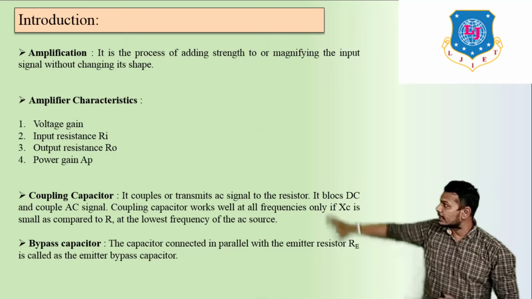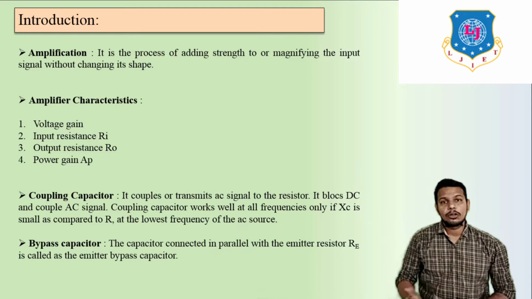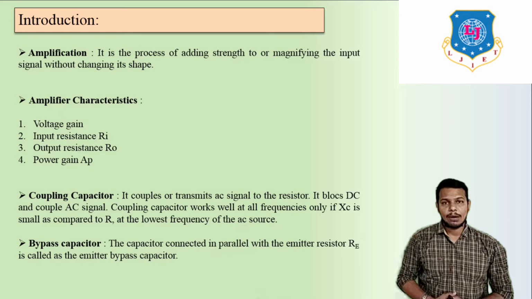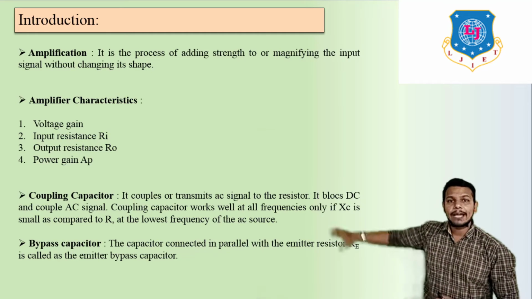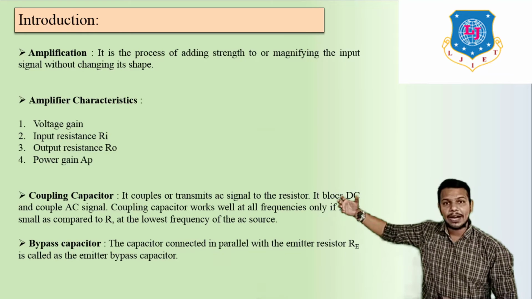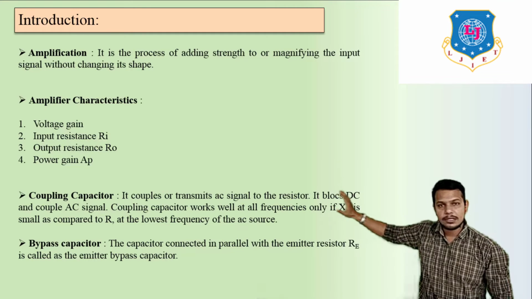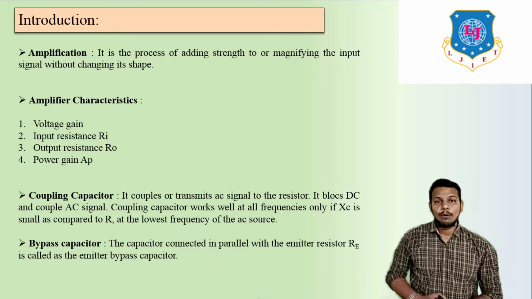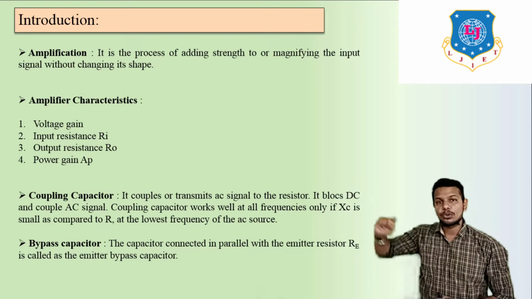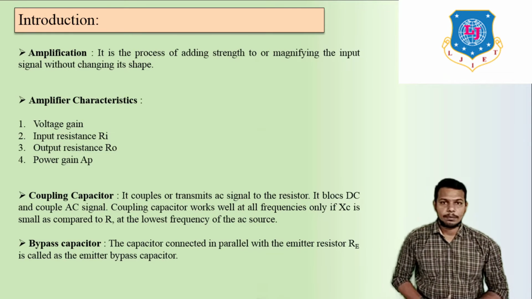Now remember, these parameters are most important for the theories, because we are going to discuss various types of models in this chapter. For that we have to find a few equations of voltage gain, input resistance, output resistance and power gain. Among these four, these three are most important for the theories. So remember this for the next topic.